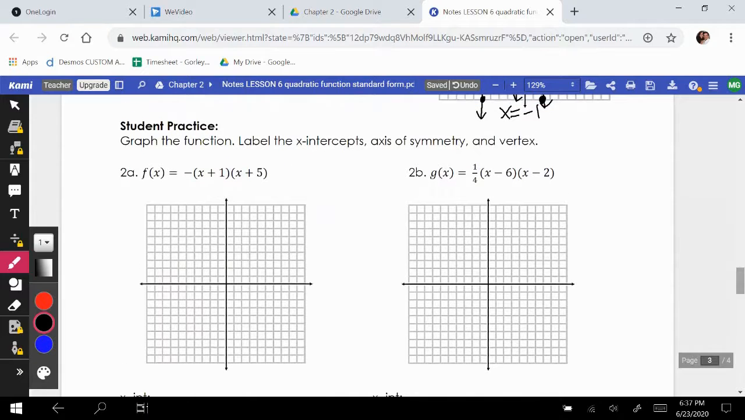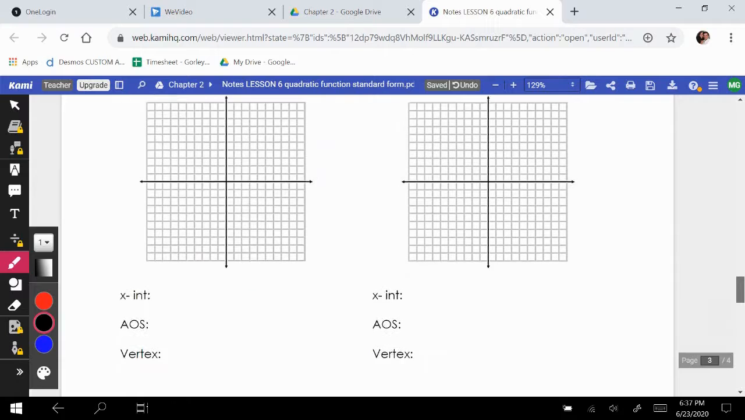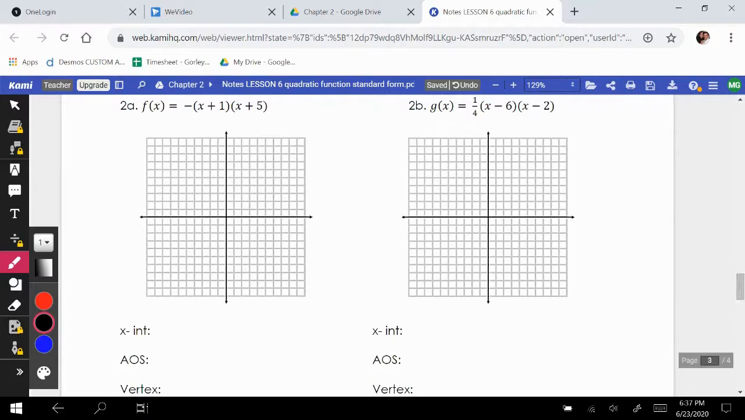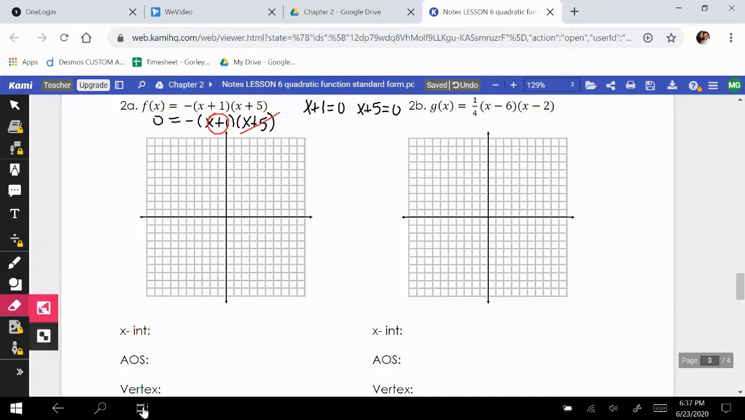Just a couple more student practice examples, labeling the x-intercepts, axis of symmetry, and vertex. Okay, for the first one, to find the x-intercept, remember we plug in 0 for y and try to solve for x. In order to get a product equal to 0, x plus 1 is either going to equal 0 or x plus 5 is going to equal 0. Right? 0 times x plus 5 would be 0. Or if I got 0 here, then 0 times, again, anything would just be 0.